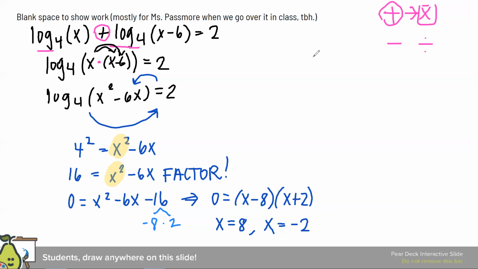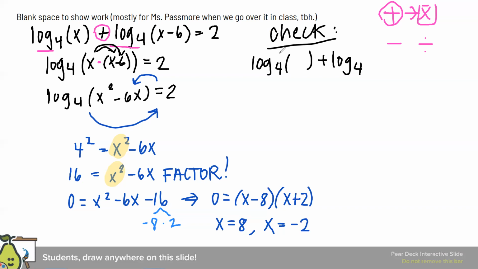Now, what we haven't done so far is make sure that we check for extraneous solutions. Especially since we have two, you have to check your solutions and make sure that they're not extraneous, meaning that they don't give you a false answer, that they're not a lying solution. So you have to check it in the original problem. We're going to see if log base 4 of our number plus log base 4 of our number minus 6 is equal to 2. I like to put parentheses around the values that I'm going to check. It just reminds me what I'm actually looking for and makes it a little bit easier.